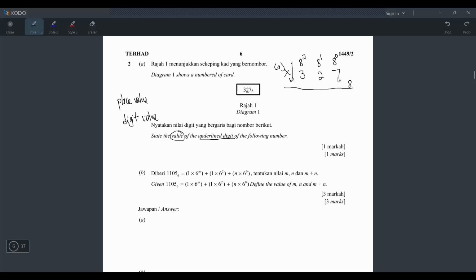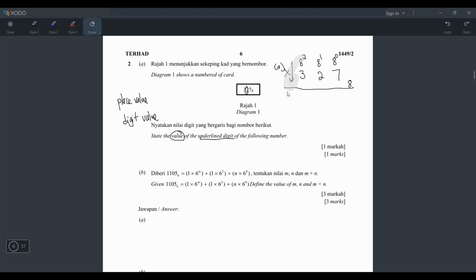So what you will do now is to times: you will take 8 power 2 times 3 and write it down, 8 power 1 times 2, write it down, 8 power 0, and then write it down, and then plus everything, right? But for this question, you don't have to do like this, because they only want the value of the underlying digit in base 10. So what you do is you just take 8 power 1 times 2.